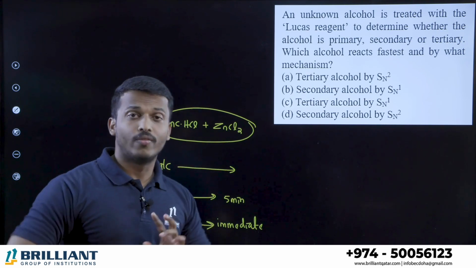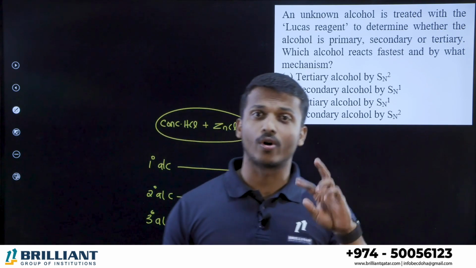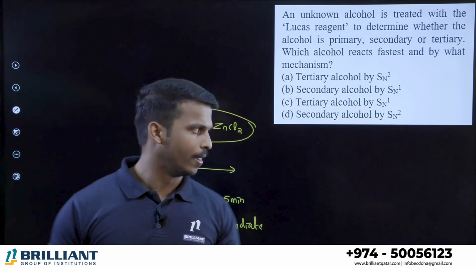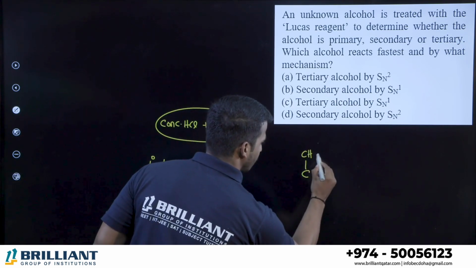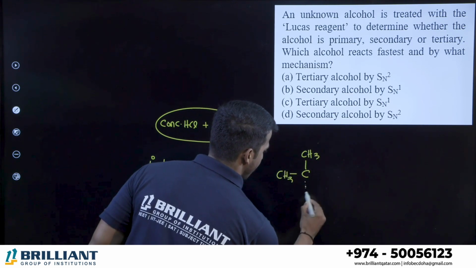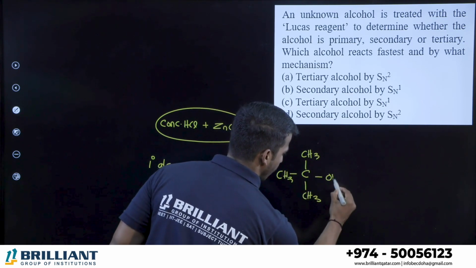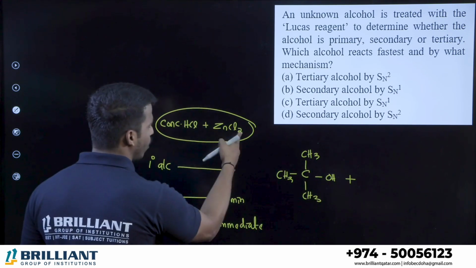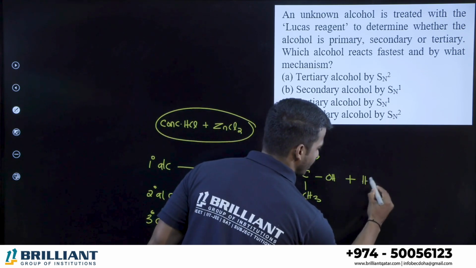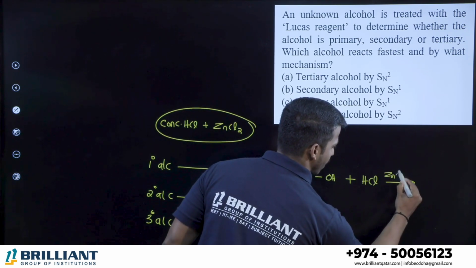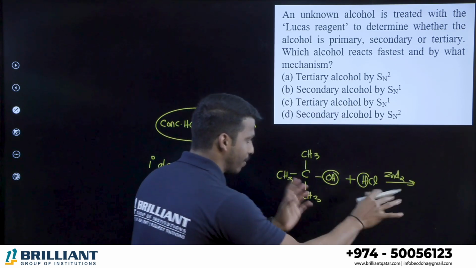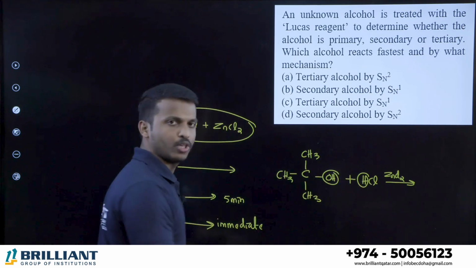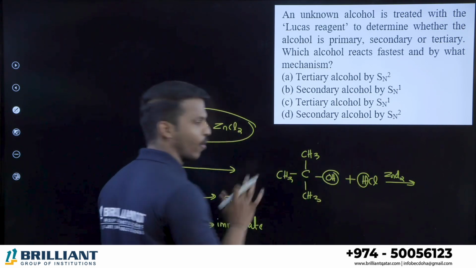Next confusion, whether it follows the SN2 or SN1 mechanism. Simple. You know tertiary alcohol. What is a tertiary alcohol example? Right, this is a tertiary alcohol. Correct. It is treated with what? Lucas reagent. What is Lucas reagent? HCl with zinc chloride. Right. What is actually happening here? This OH is eliminated as water. Chlorine will substitute. You will get tert-butyl chloride.